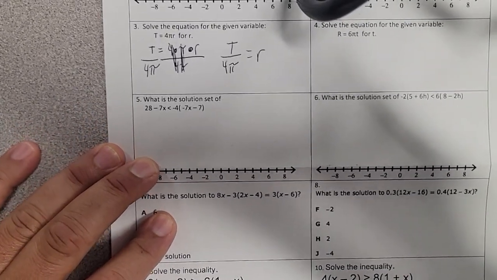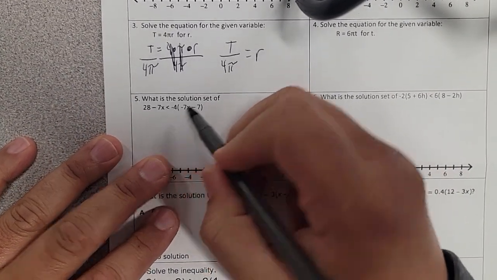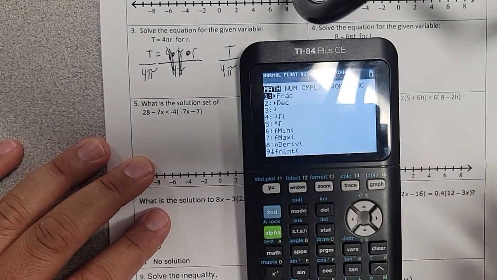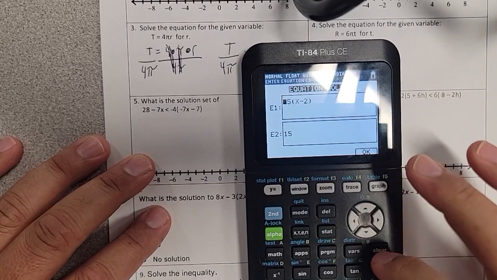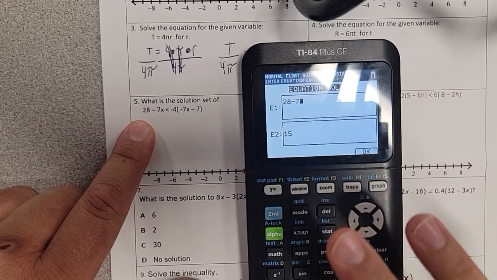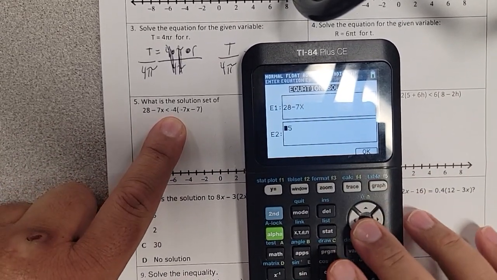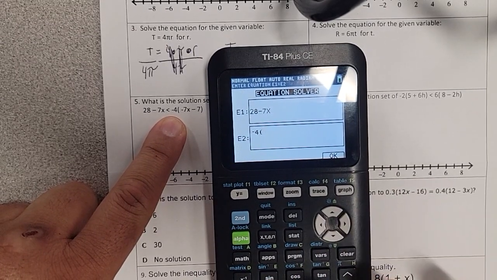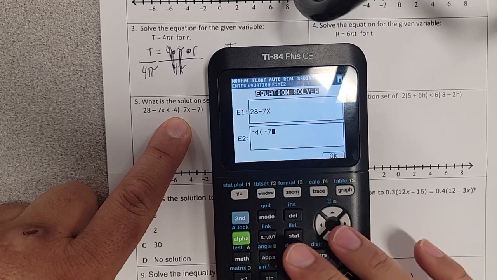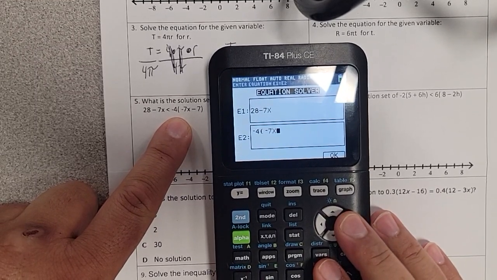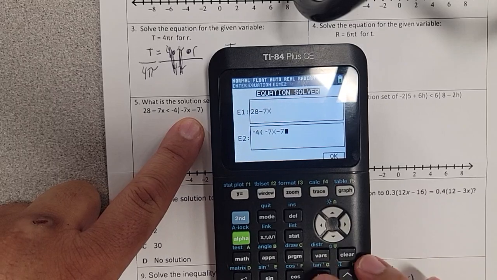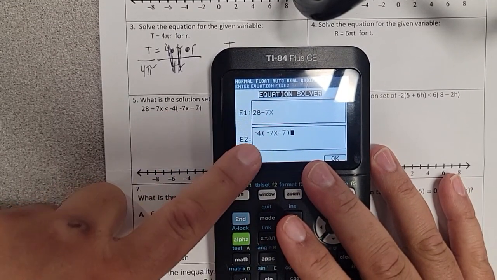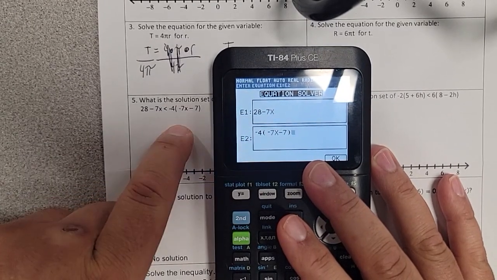So we have number 5. So again, I need to go ahead and put this into my numeric solver. All right. So I'm going to have 28. This is a minus 7x. I'm going to move down. This is a -4, so make sure you put the negative key. And then this is a -7x. And then this is a -7. So you can kind of tell, guys, we printed them out to where like the negatives are smaller dashes and the minuses are bigger dashes.